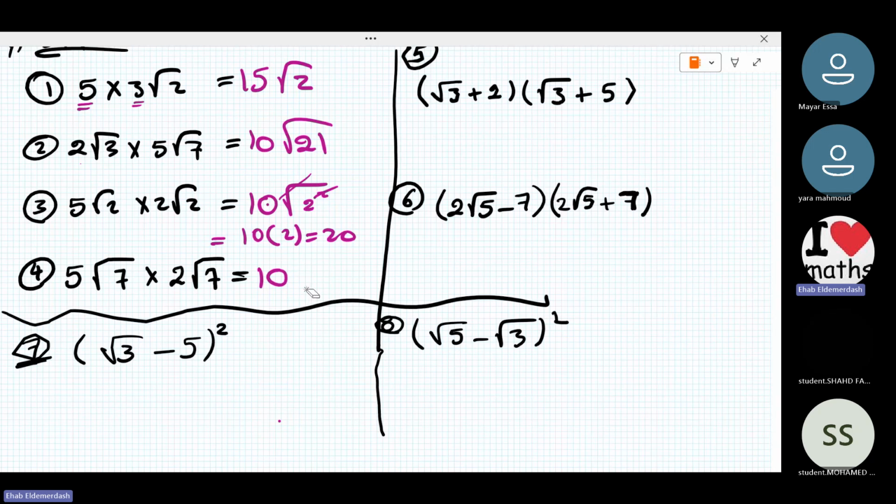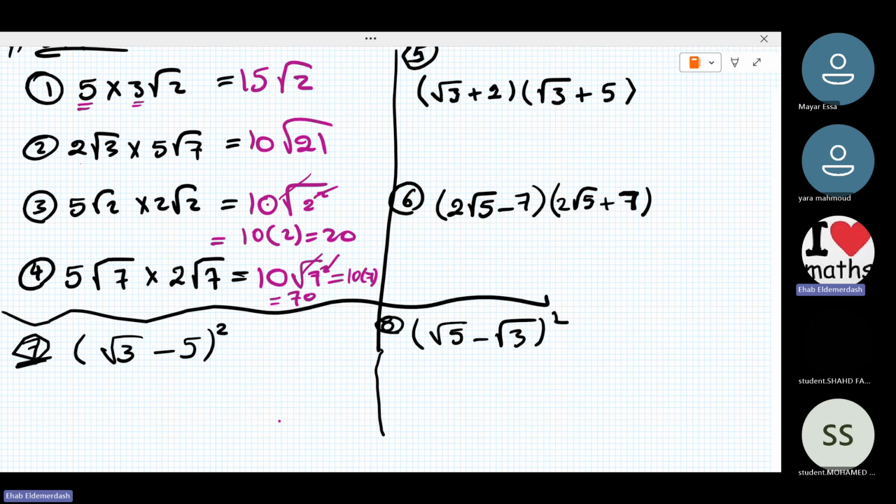Let me show it to you in steps. Square root of 7 to the power 2: the square root with the power will cancel, and the remaining is 10 into 7. So the answer is equal to 70. Am I clear for the first 4 parts? Is it difficult? Does anyone have a problem with the first 4 parts? Tell me.